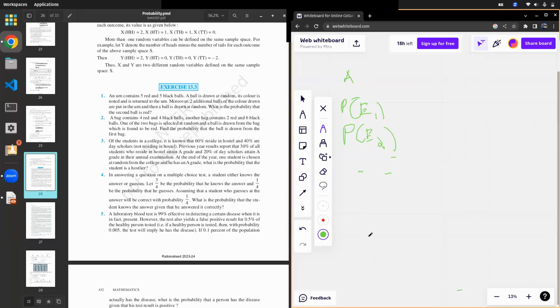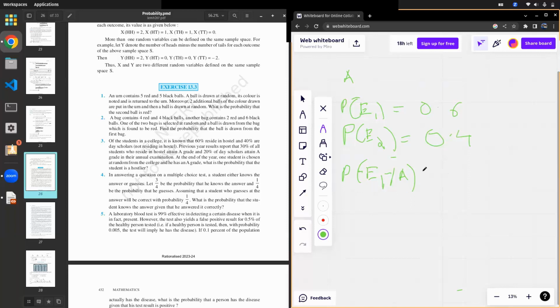So we have to find the probability that the student is a hosteler given that the student attained A grade. So we have to find this probability. Given the probability of E1 is equal to 0.6 and probability of E2 is equal to 0.4. So we have to find the value of probability of E1 given A.